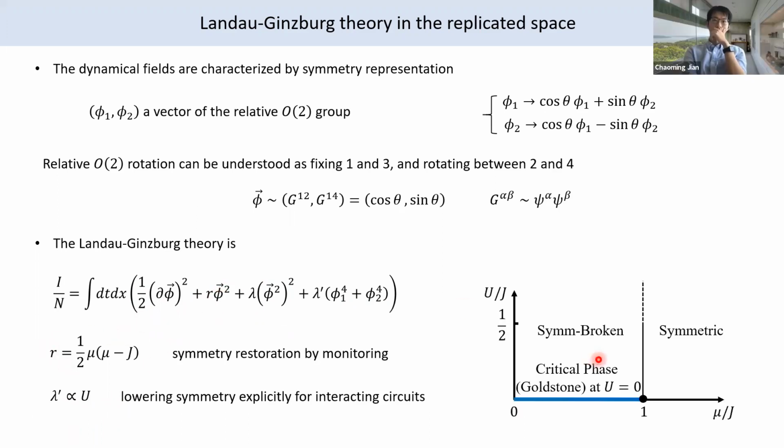So here's the phase diagram. The mass term is a function of the measurement and the hopping. If the measurement is small, so this mu over J is less than 1, the mass is negative, so the symmetry is spontaneously broken. While if the measurement is large, the symmetry is unbroken. We can also turn off the interaction, then we have this O(2) symmetry. So in the symmetry broken phase, we have this Goldstone mode for the non-interacting case.